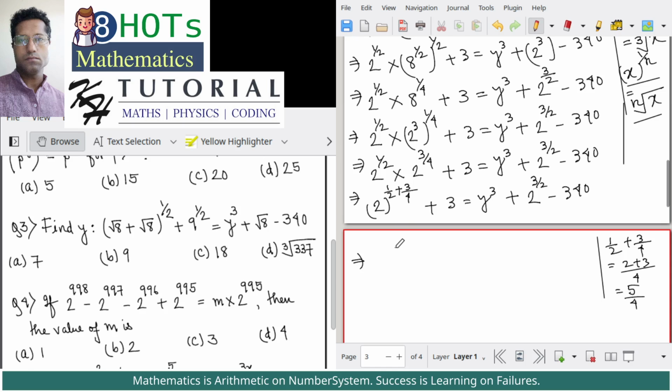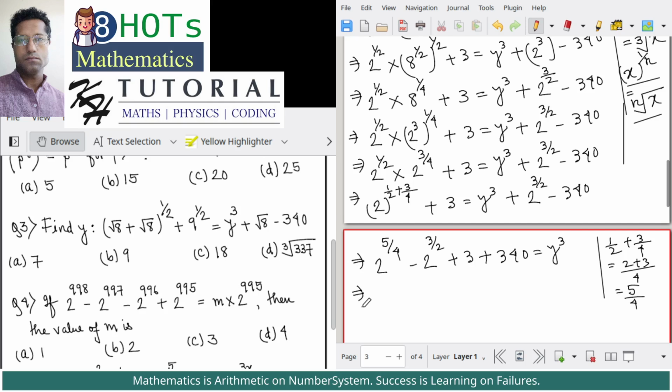Okay, so let's see. So this is 2 to the power 5 by 4, and let me transpose the 2 to the power 3 by 2 from the right hand side to the left hand side. So we have minus 2 to the power 3 by 2. Let's bring all the constants to the left hand side and keep only y cube on the right hand side. So we have 3 plus 340 is equal to y cube.